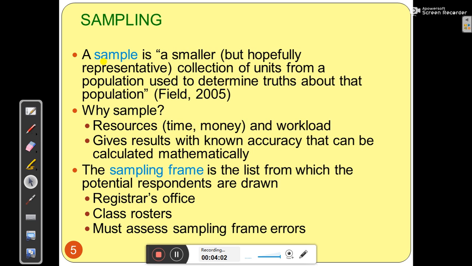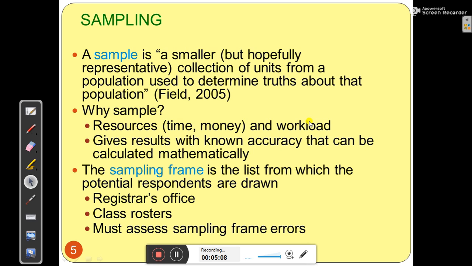So here, sampling: a sample is a smaller but hopefully representative collection of units from a population used to determine truths about that population. So a sample is nothing but a subset of the population, used to determine the truth about the population. Why sample? To use resources efficiently, like time, money and workload. If you choose a sample out of a population, then these factors will be reduced. And second, it gives results with known accuracy. Having a known accuracy regarding that sample might give you a truth assumption about the population also, that can be calculated mathematically.